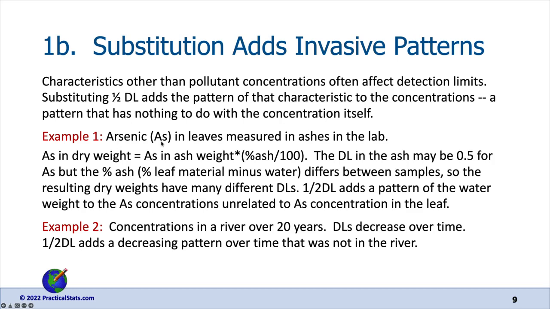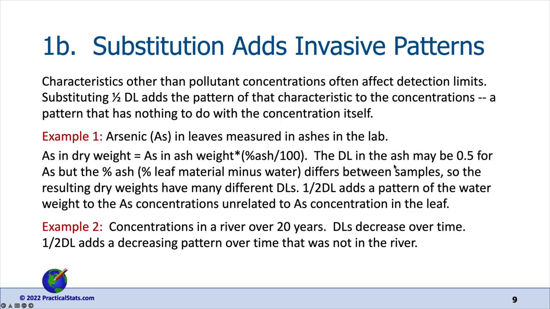So here are 2 examples. Let's suppose we are interested in the diet of caribou or some other fauna, and leaves were part of that, and so they measured the arsenic concentrations in leaves. That's done usually by ashing those leaves to remove all of the water, and then measuring the concentrations in the ash, which is called the ash weight, and then multiplying times the percent of the sample that was ash, so getting rid of, in essence, the water portion, and saying that the ash weight times that percentage is equal to the dry weight of arsenic.